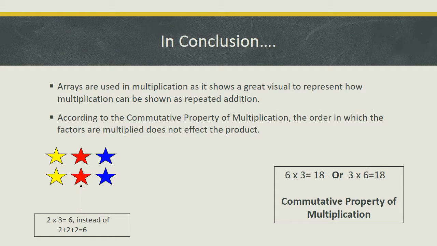So in conclusion, things to remember: arrays are used in multiplication, as they show a great visual representation of how multiplication can show repeated addition. And according to the commutative property of multiplication, the order in which factors are multiplied does not affect your end product. So keep those things in mind as you continue to learn your multiplication facts, and you should be great.